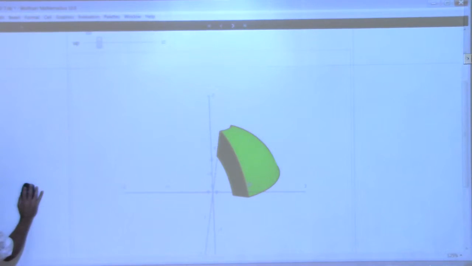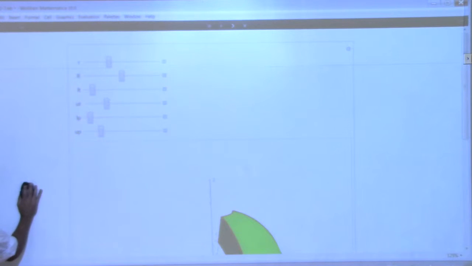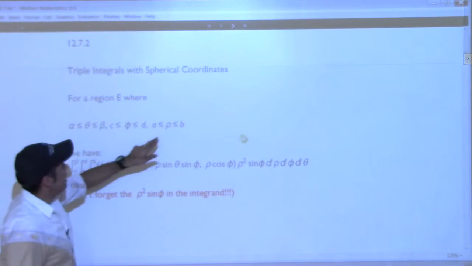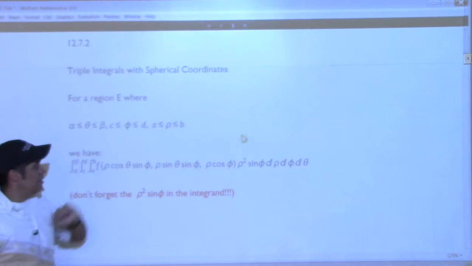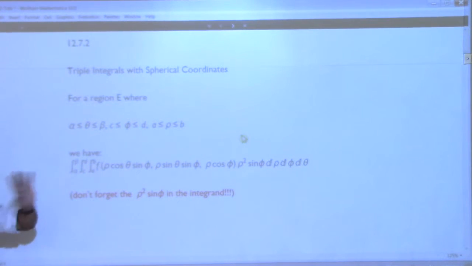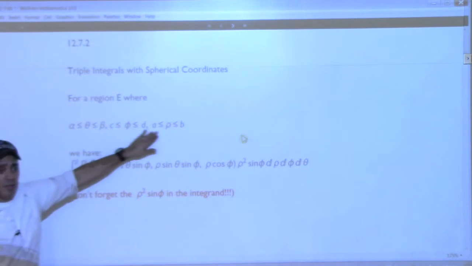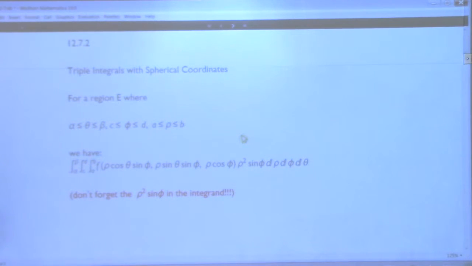Do y'all see how everything's fixed between two constants? All right. So triple integrals. If our theta, phi, and rho are between constants, notice that these are not like functions, these are all constants. So this is the simplest form we could get with spherical.